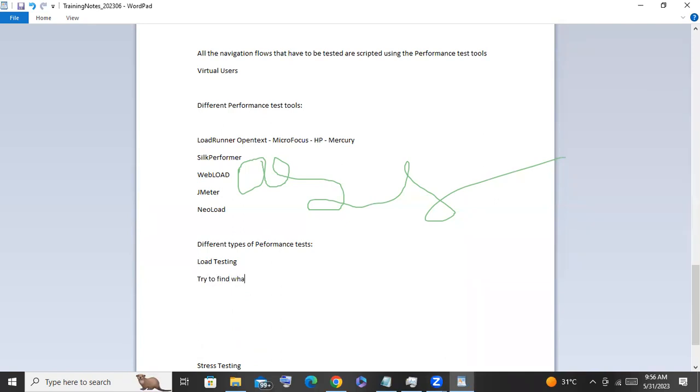Try to find what is the expected load on the system, or as you said, whatever the client requires. Usually, guys, if you follow the process, the performance testing has to be done before the application goes into production, isn't it? So once the application goes into production, what is the kind of load that this particular application is expecting?